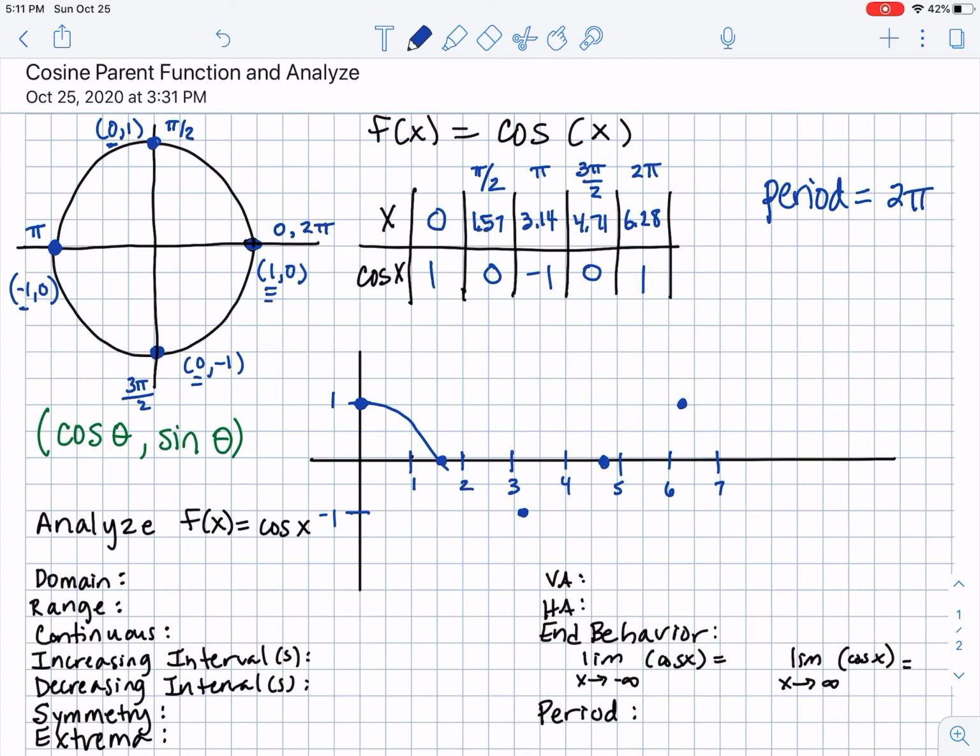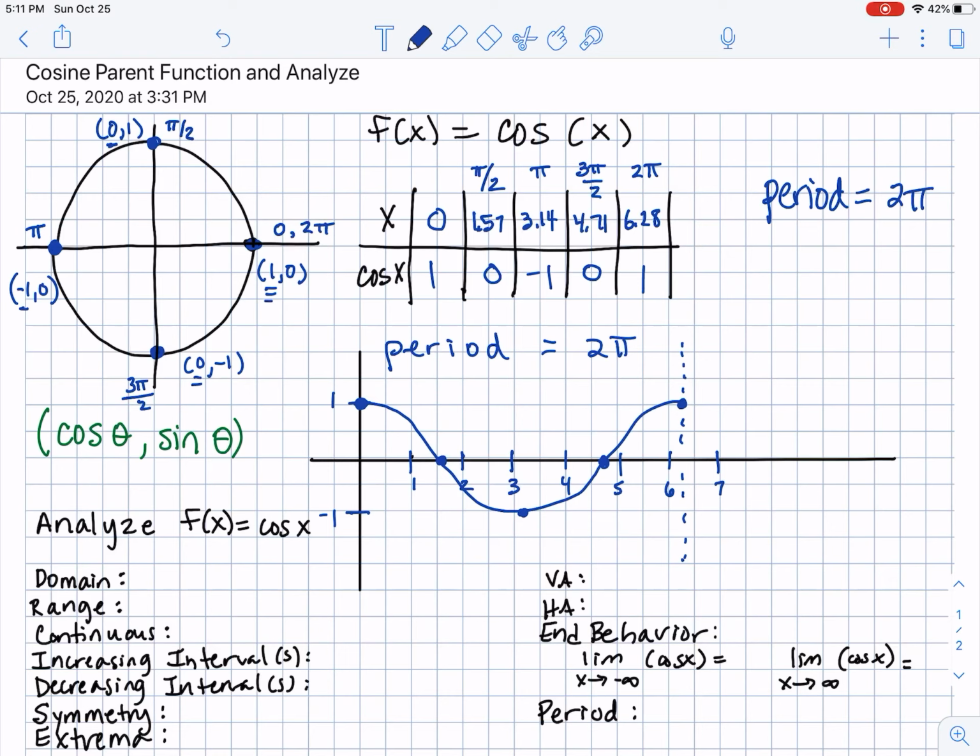This represents your cosine function. One revolution around that unit circle. So if this is at 2 pi, the period is 2 pi. That means I should see one cosine function every 2 pi. Okay. Let's go ahead and analyze this cosine function. Let's take a look at it.